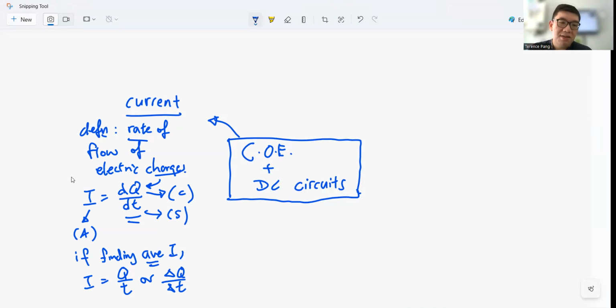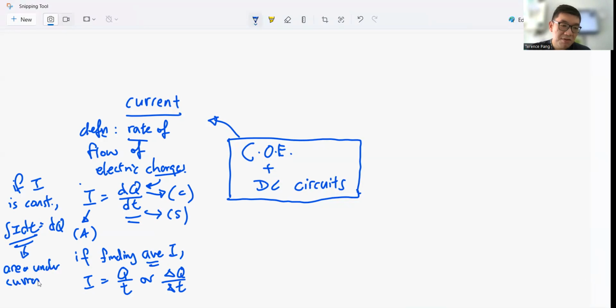If I is constant, then you can bring the term over, integrate with respect to t. Basically, what you get here is the area under the current-time graph.